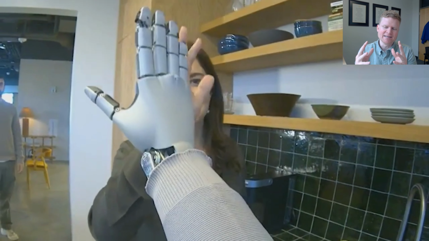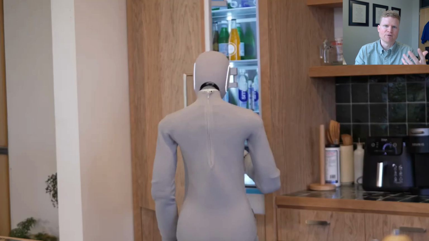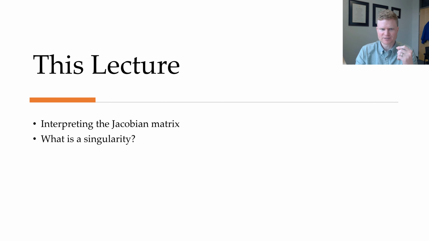So this idea of a robot maybe not living up to its full potential is going to become very relevant for today's lecture on singularities. So today I first want to start off with interpreting the Jacobian matrix and kind of explaining the intuition you can get about your robot just by looking at that Jacobian matrix. And then second, I want to introduce the concept of singularities.